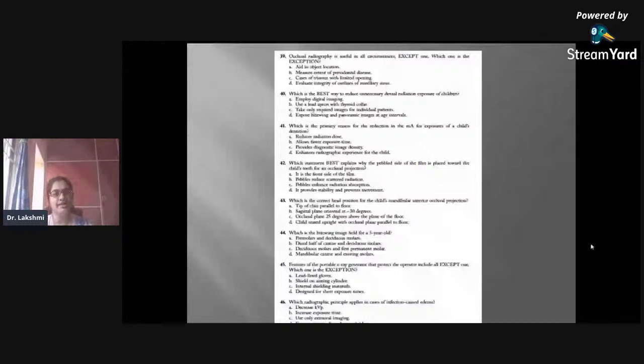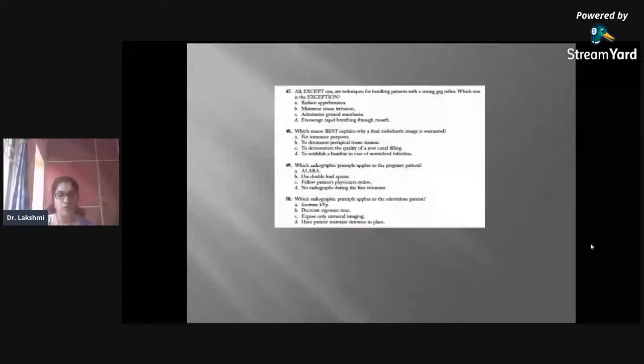47th question, all except one are techniques for handling patients with a strong gag reflex. Which one is the exception? Option is D, encourage rapid breathing through mouth. Okay, and 48th question, which reason best explains why a final endodontic image is warranted? Okay, that is C, to demonstrate the quality of a root canal filling.